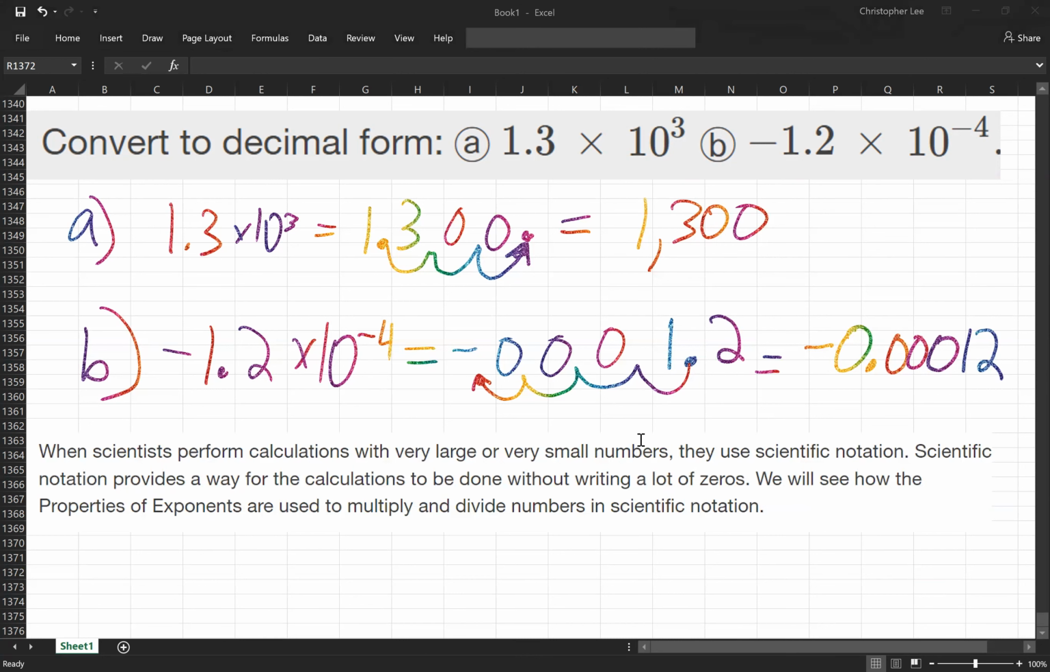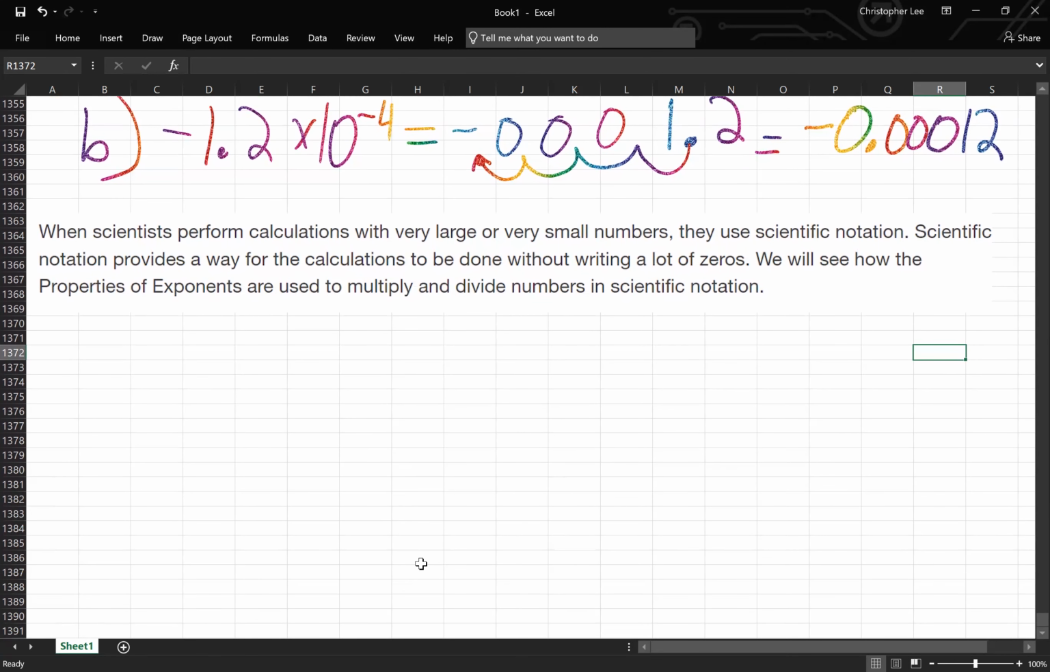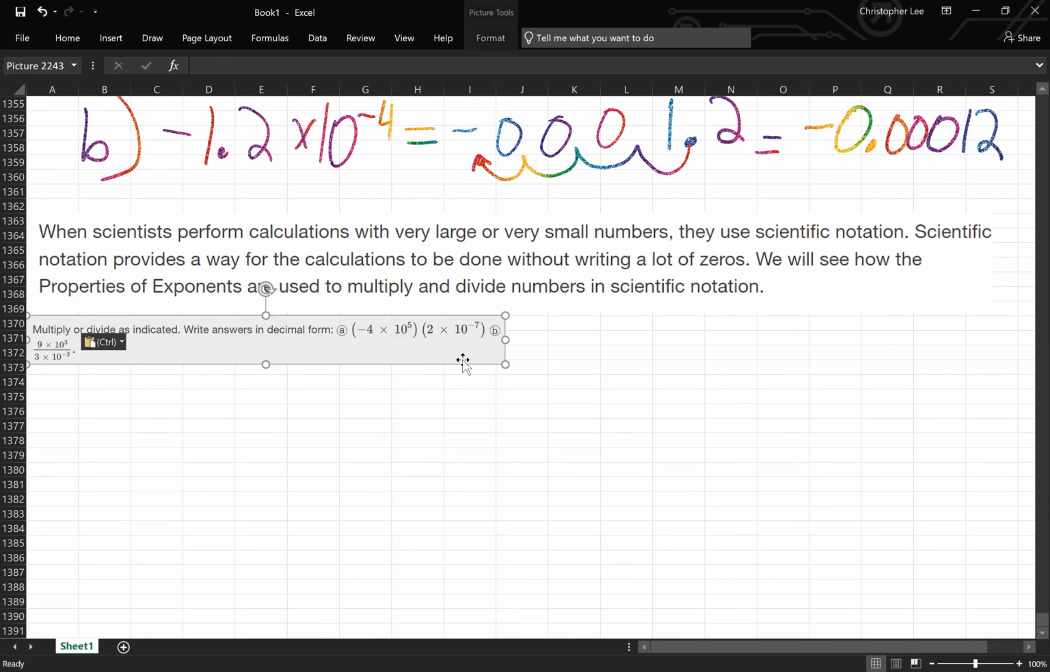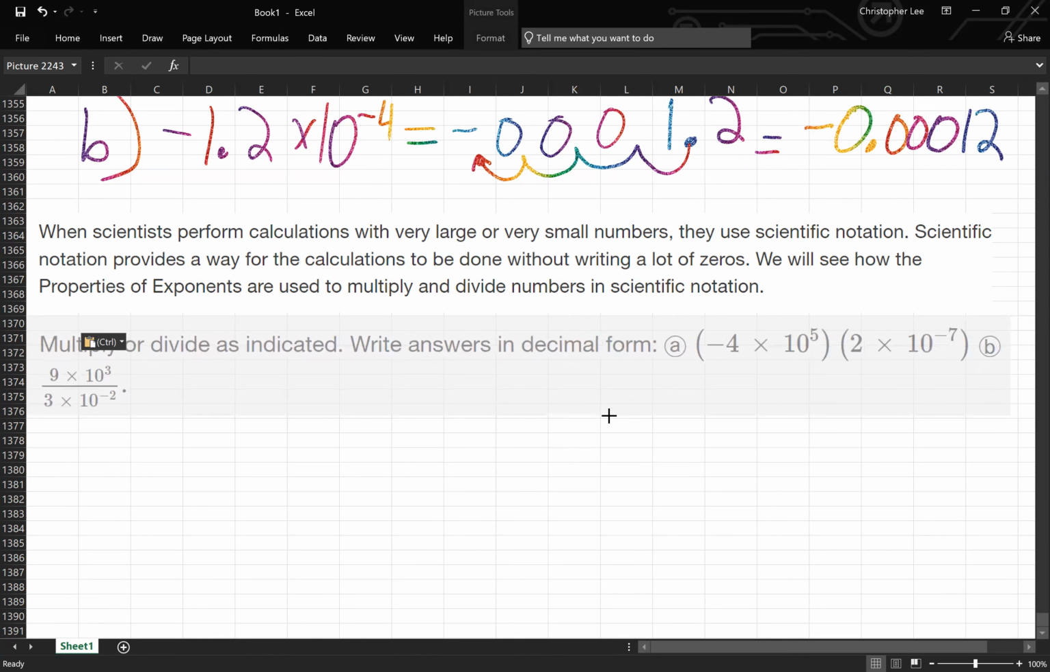So I'm gonna keep it a little bit simple with y'all. We're just gonna do the multiplication. But if you apply the rules of exponents to the division of this, you can do the same thing. But we're just gonna go through the multiplication together. Well, actually, no, we're gonna get to do division too. Yay. Never mind. So multiply or divide is indicated, right? So write the answers in decimal form.